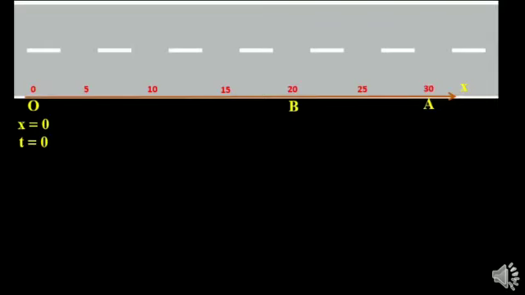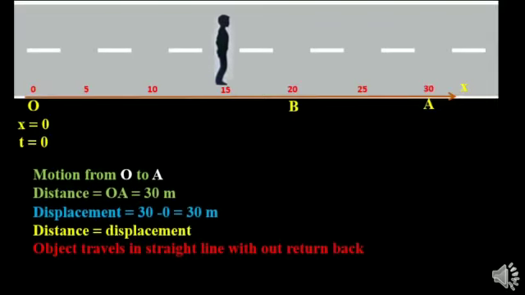In the first case, the person moves from O to A. So, distance equals OA equals 30 meter. And displacement equals final position minus initial position equals 30 minus 0 equals 30 meter. So, in this case, both are equal.